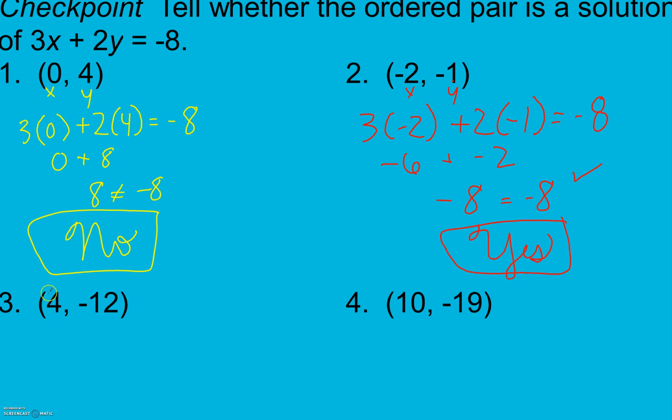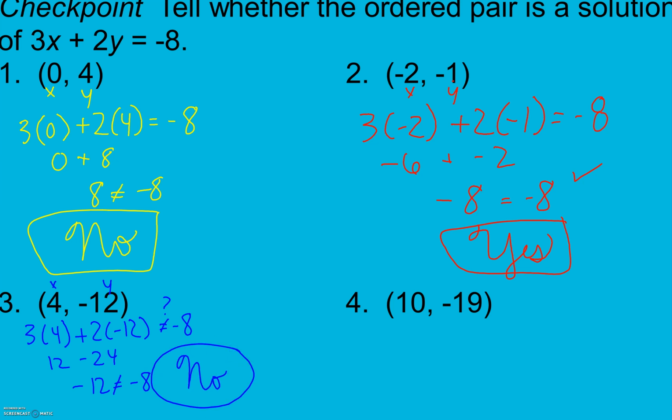For the third one, I have x and y. 3 times 4 plus 2 times negative 12 equals negative 8. We're checking that. Is that true? I have 12 when I multiply here. When I multiply here, I get minus 24. And I get negative 12 equals negative 8, which is not true. So no, this is not a solution.